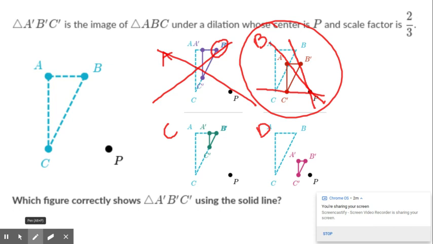Take a look at choice C. Choice C is way too small, and it uses B as the center of dilation. That was not even close. For the last one, choice D, that one looks like it has the proper center of dilation, but that's not 2/3. That's pretty clearly less than half the size of the original blue dotted one. So choice B is our correct answer.